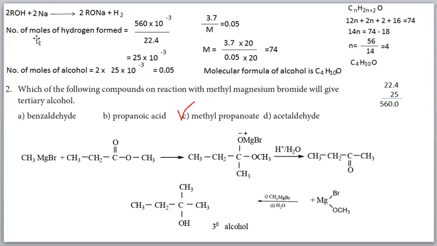Now we can find out the number of moles of hydrogen formed. Here the volume is given as 560 ml. We can write it in liters, so 560 into 10 to the power minus 3. Now it is in liters. Molar volume is how much? 22.4 liters. That way we can write here.